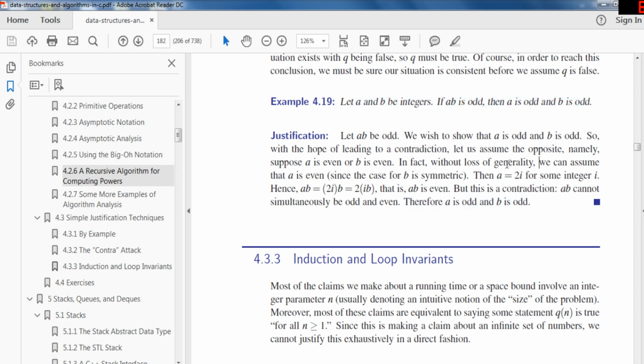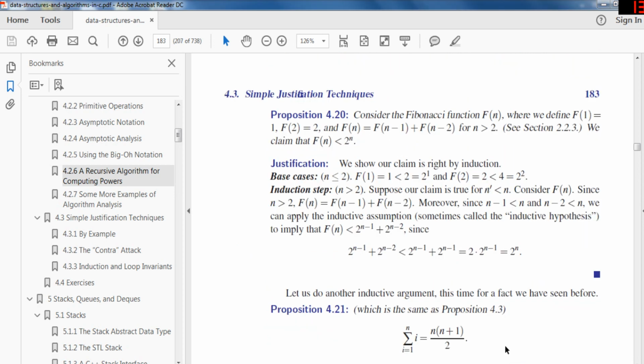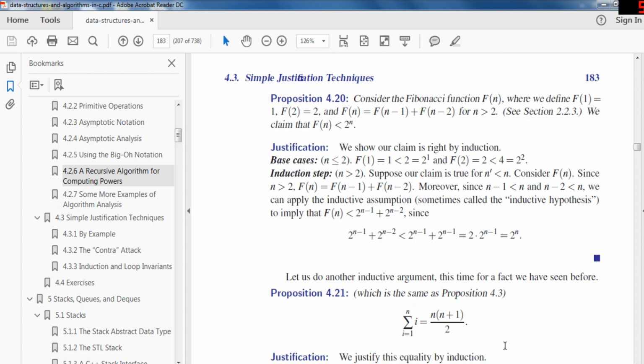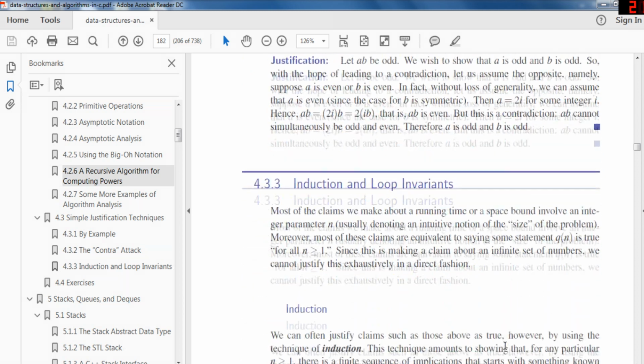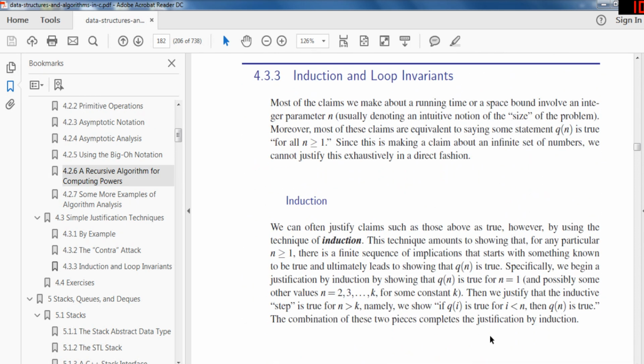That's what they're saying. Okay, let's talk about induction and loop invariants. A lot of claims about running time or a space bound involve an integer parameter n denoting the size of the problem. Most of these claims are equivalent to saying that some statement q of n is true for all n greater than 1. This is making a claim about an infinite number of numbers, so we cannot really justify this claim in a direct fashion. So one justification technique is induction.